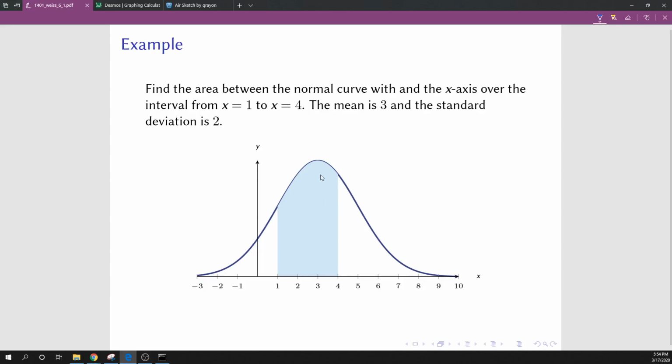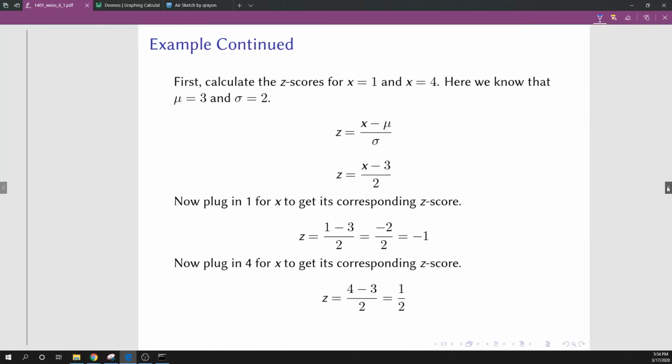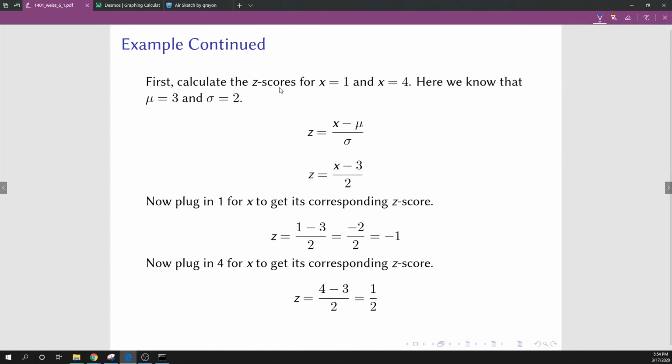So what we are going to do is calculate the z-scores for 1 and 4. We're going to do that on the next page. All right, so we're going to calculate the z-scores for 1 and 4, and our formula for the z-score is z equals x minus mu over sigma. We were given that mu is 3 and sigma is 2. So for this problem, our formula is z equals x minus 3 over 2.